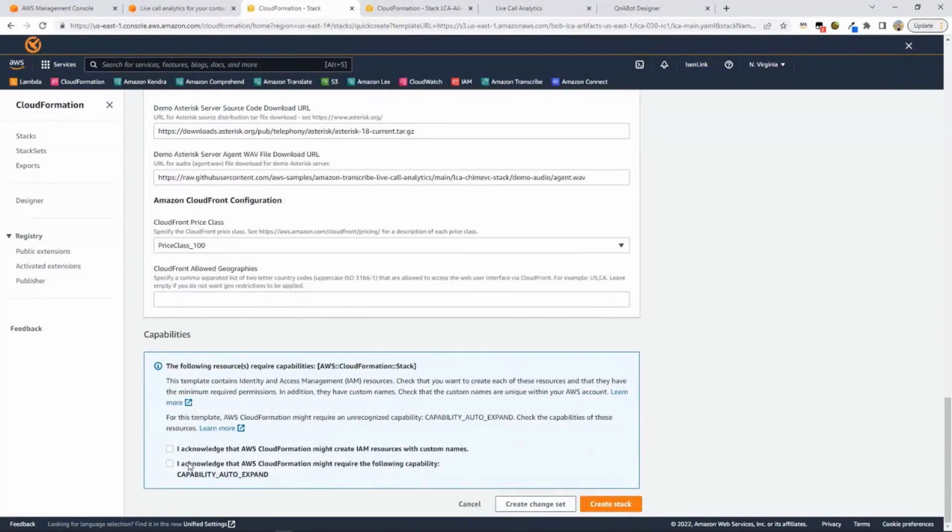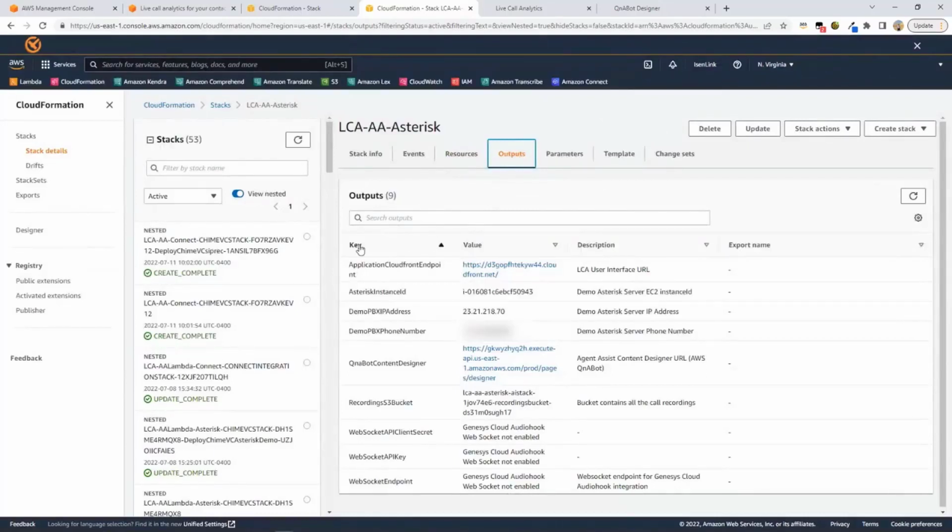You go down here, you click the two little acknowledge boxes, and you click create stack, and it's going to go off and create all of the architecture for you. And when it's done, it's going to come back with a status of create complete, like you see here, and there will be an outputs tab that shows you the URLs that you need to access the user interface.